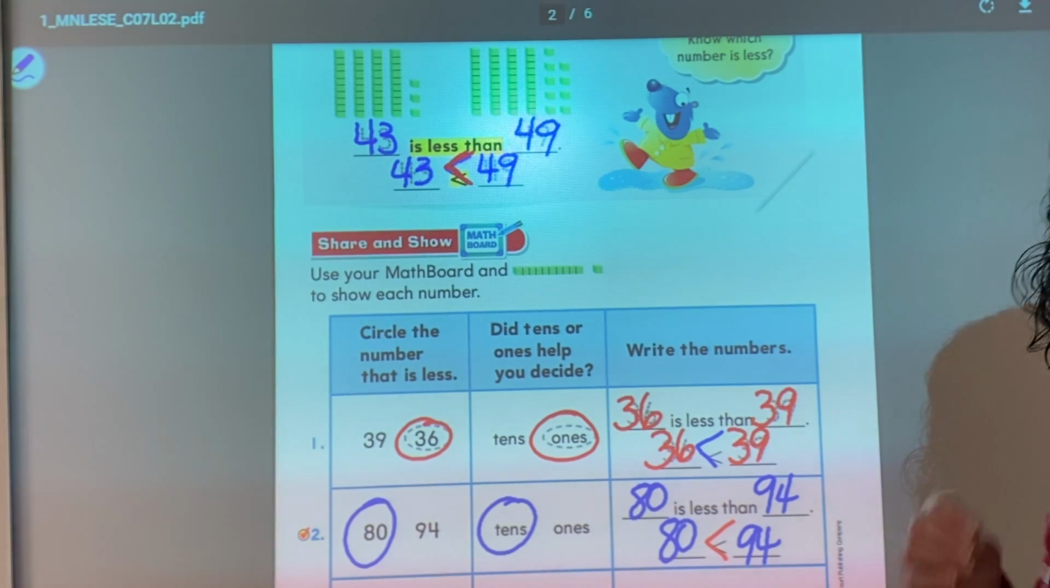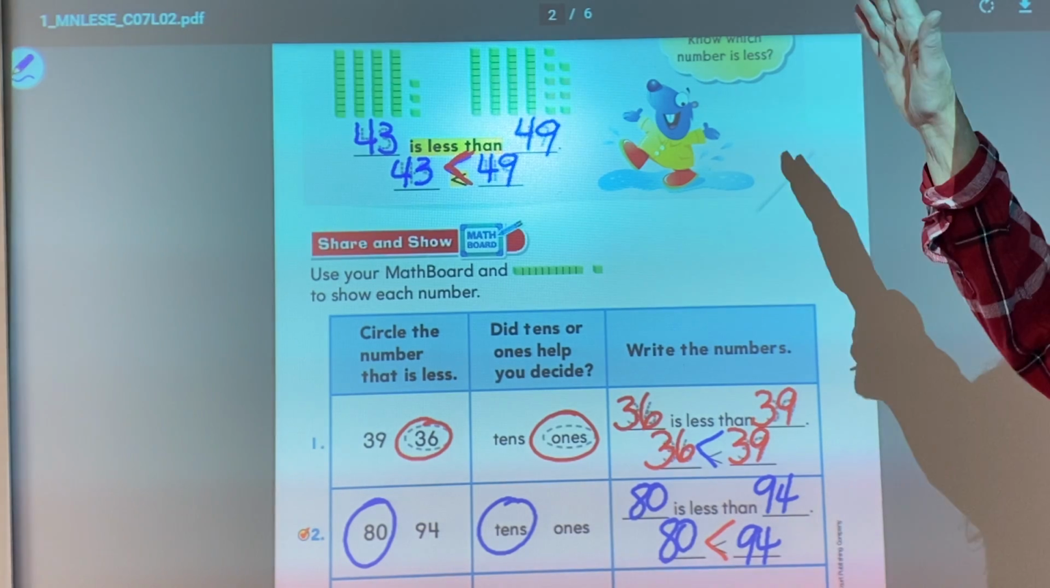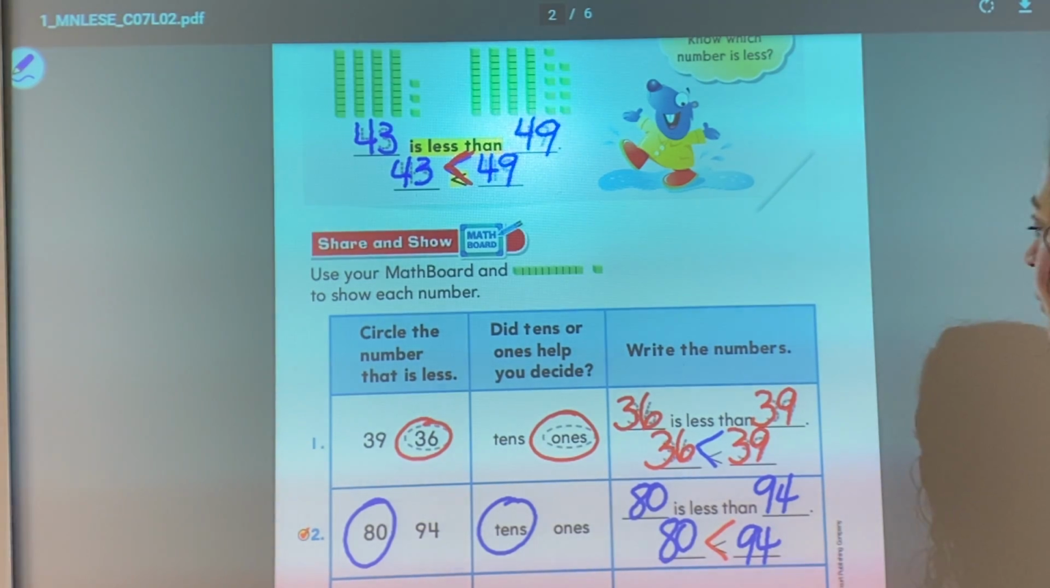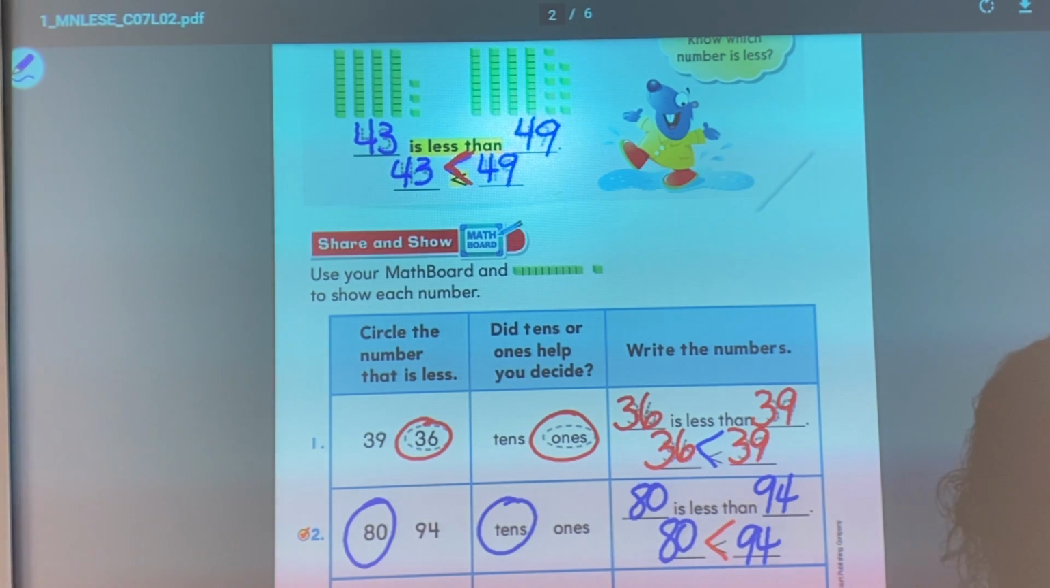And I can't stress enough, guys, if you will just remember that that alligator mouth opens to the big number, okay? We'll work on reading these later, but just practice on pointing it in the right direction.